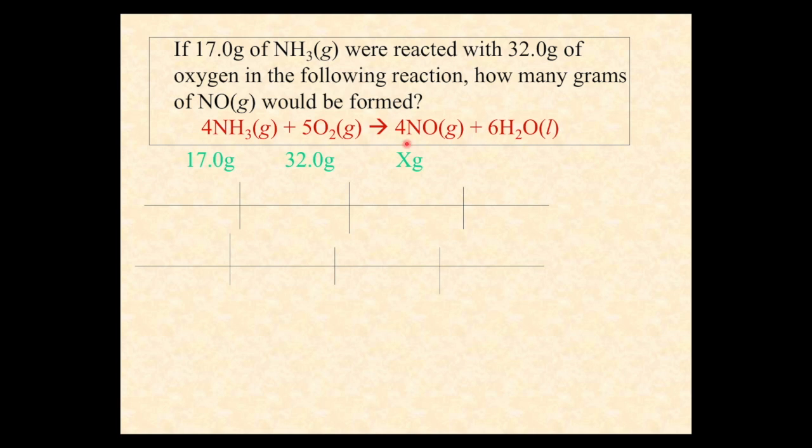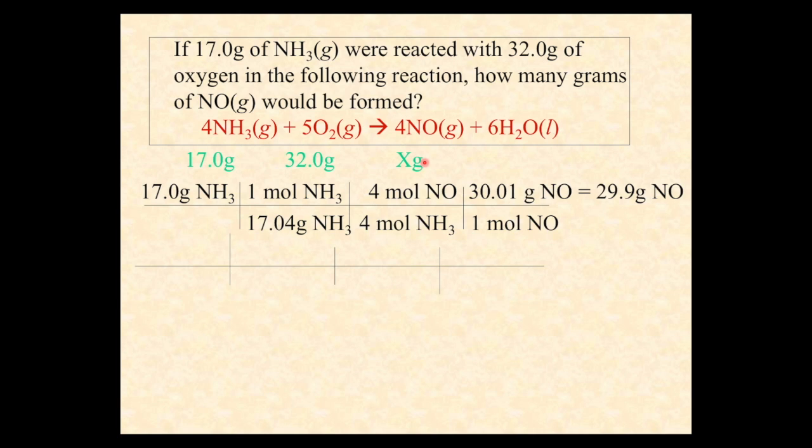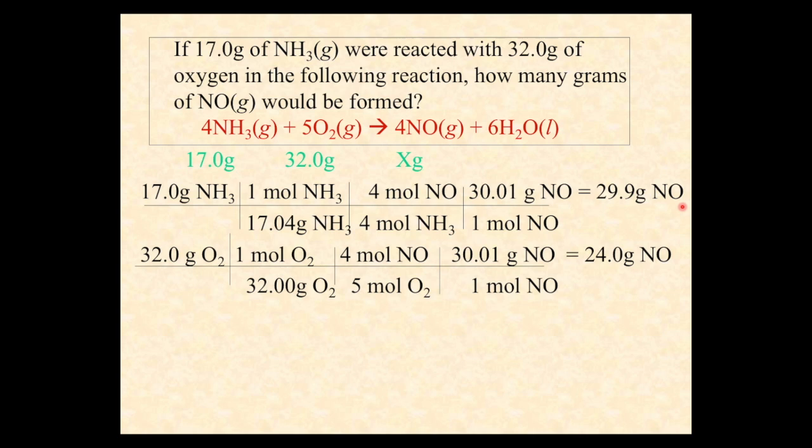Now I want to know my grams of NO. So what I have to do is take my grams, do my normal stoichiometry, starting with my ammonia first, and we're going to see how many grams of NO that would yield. And then I'm going to do my stoichiometry with my other reactant right here, my grams of O2, and see how many grams of NO that will yield. Well, the smallest answer is going to be the right answer, okay?